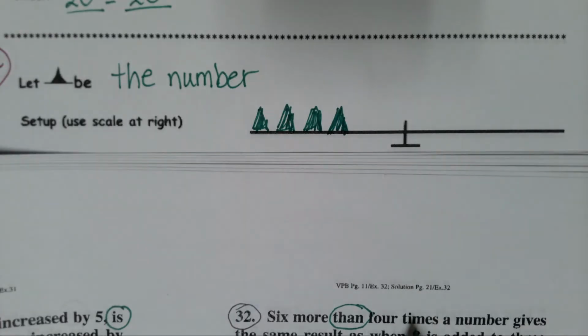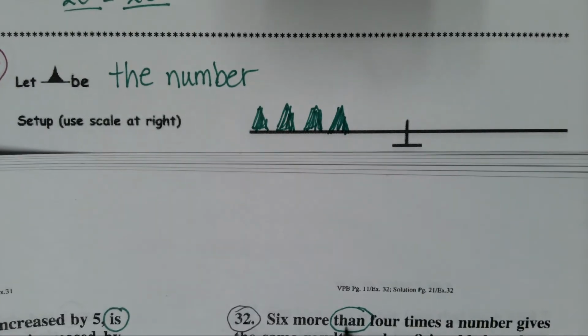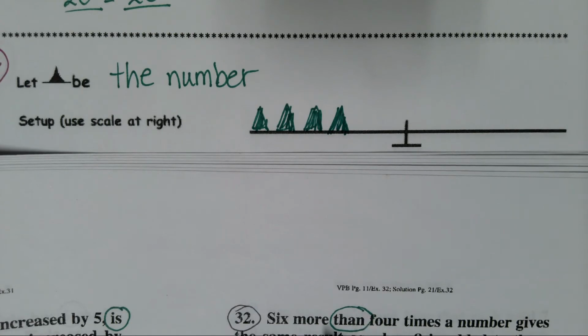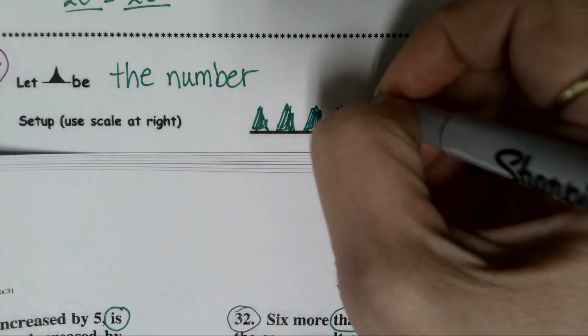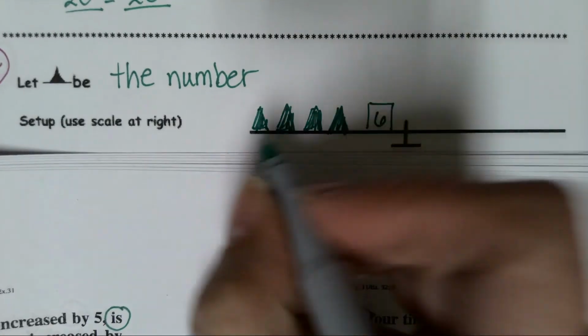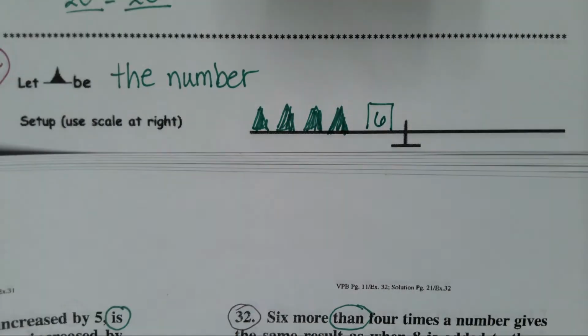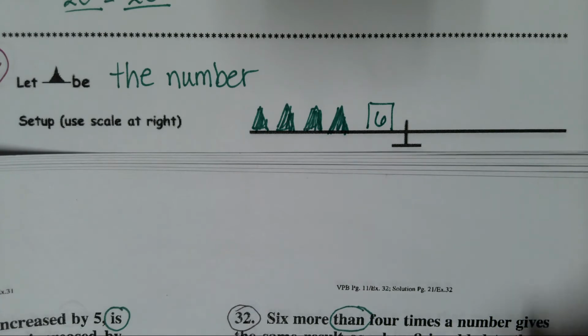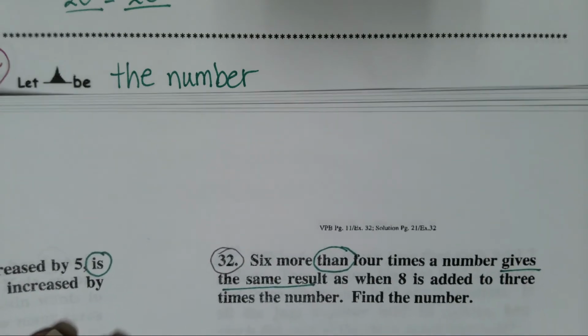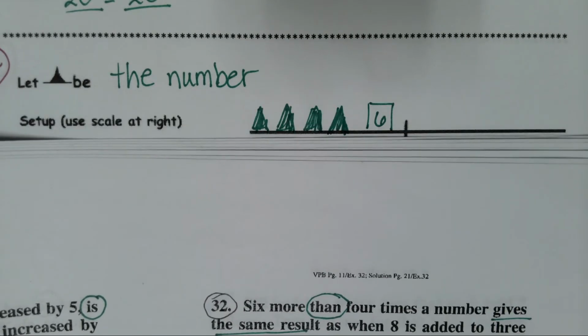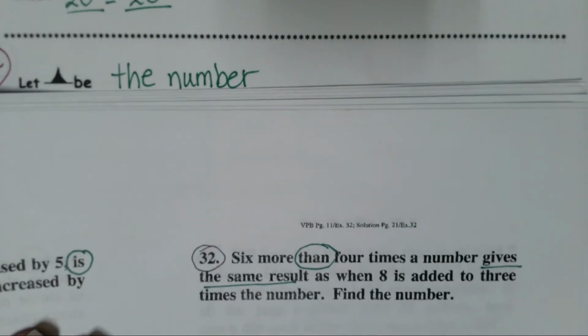And then we go back to the 6 more than, and more than simply means we're going to add, so it's 6 more than 4 times the number. So we have 4 times the number, and then 6 more than that. Gives the same result simply means equals. That means we're going to move over to the other side of the equation.